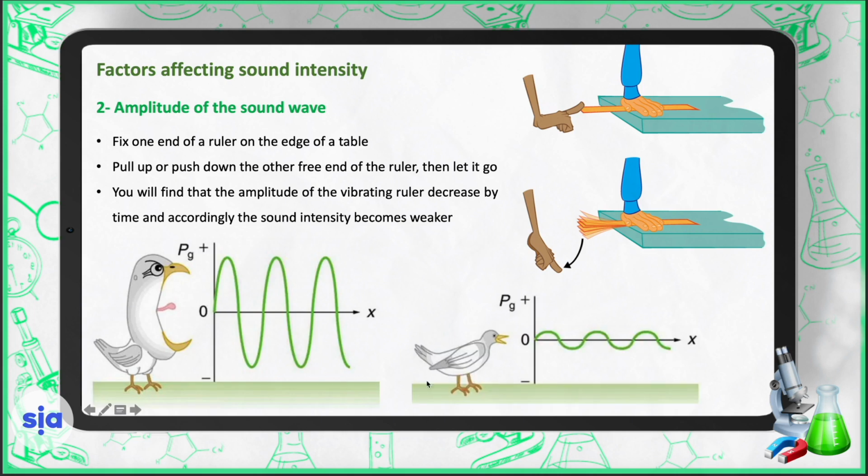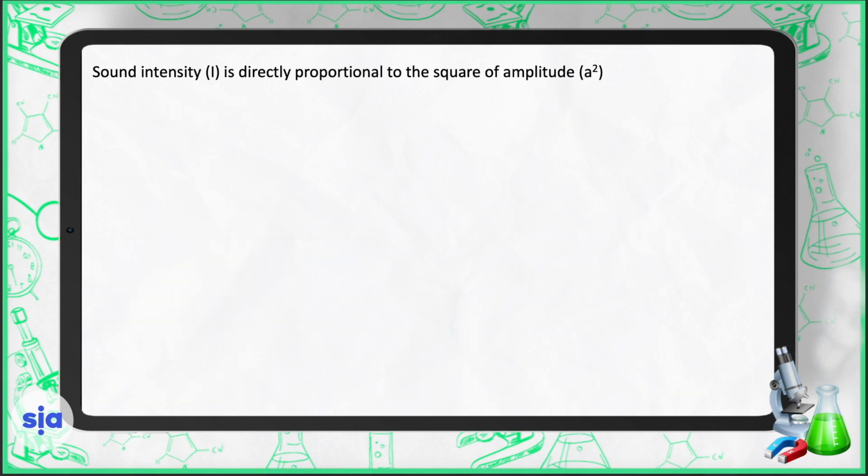Look at these two pictures. Higher amplitude and more sound intensity. Lower amplitude and lower sound intensity. Then we can conclude that sound intensity is directly proportional to the square of the amplitude.